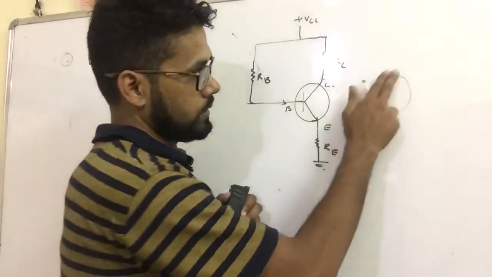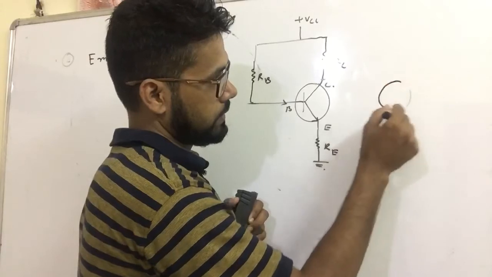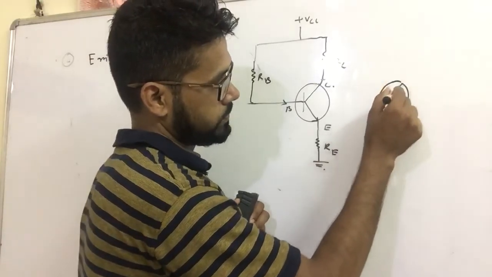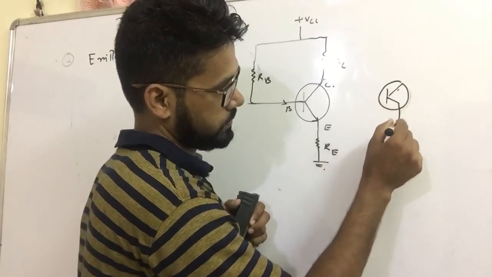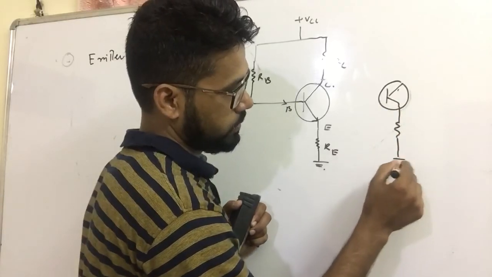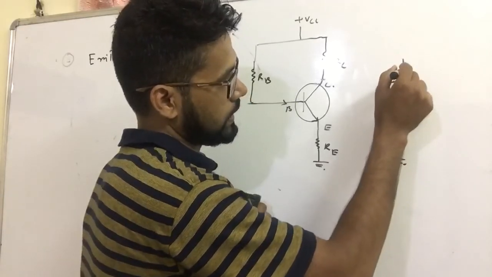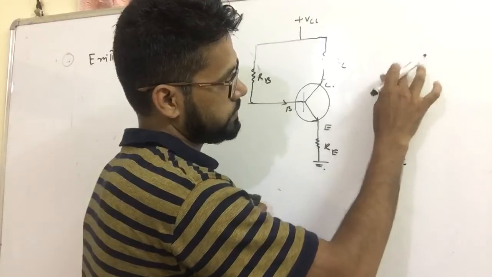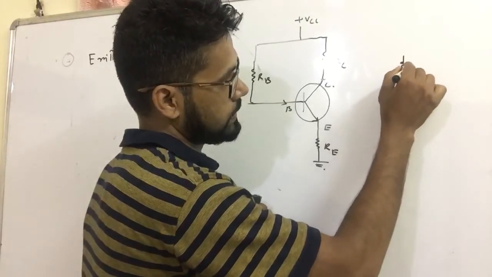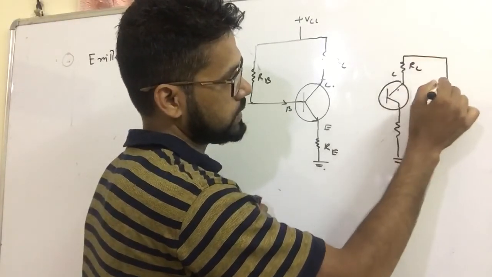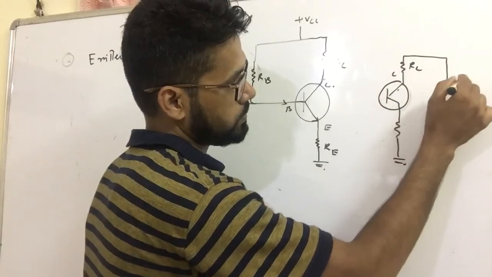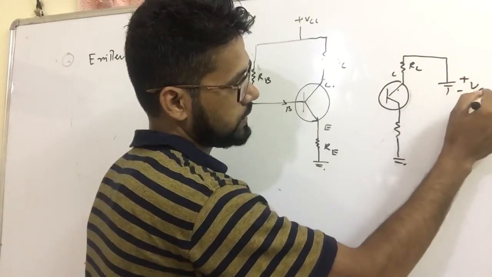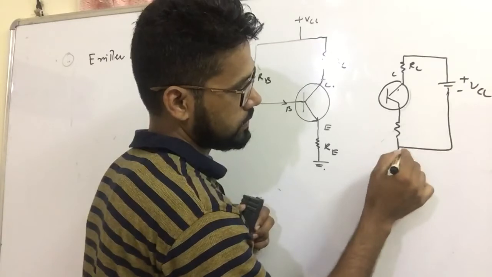Output circuit, I am drawing a very small diagram. This is the input. This is the emitter, connected to ground. Output circuit: this is the collector. Resistance RC is there. Then VC, positive, negative, VCC. Okay, this is connected to this one.